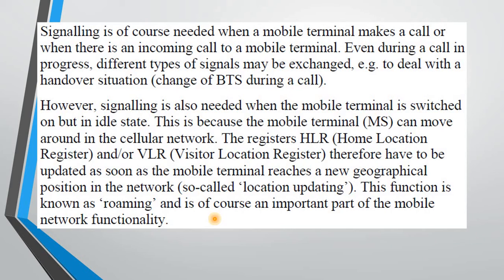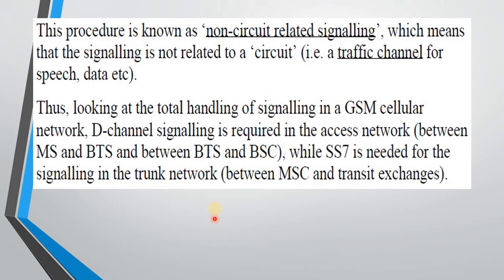So we have just seen that in addition to the access signaling, there are different types of signaling in the network, like for the roaming part or even for the handover part. There is a need for another type of signaling which is not related to circuits.